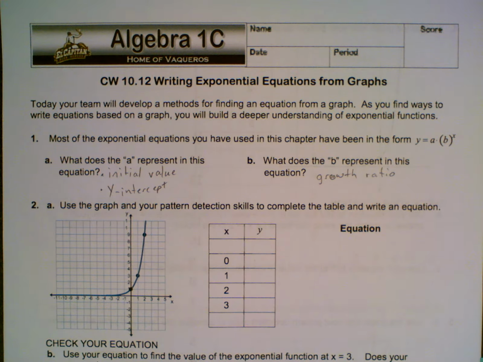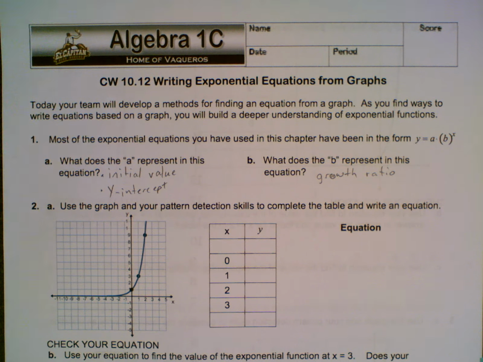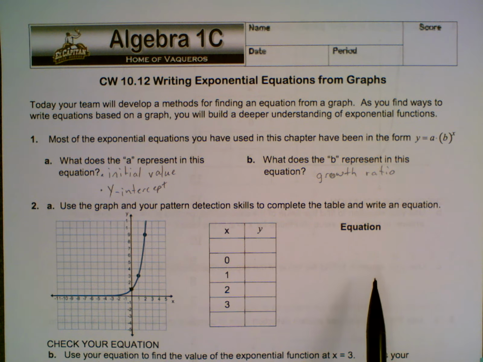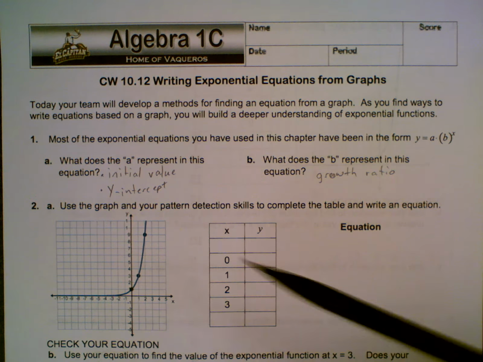All right, let's go on to number 2 then. Use your graph and your pattern detection skills to complete the table and write an equation. Okay, so we're only given the graph. We have to come up with the table, then we have to come up with the equation. This is actually pretty simple. So you guys are good going from a table to an equation. That's nothing new. So now we just got to put in the initial step of going from the graph to the table.